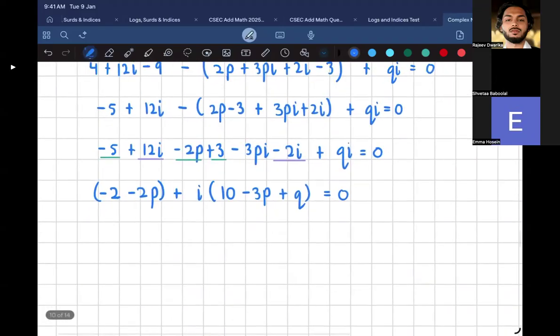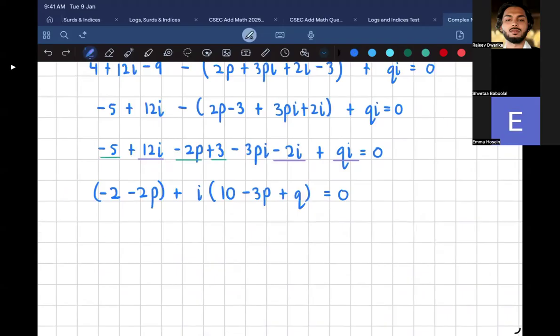I do this slightly different from you, right? You have 12i minus 2i is 10, then you have minus 3p plus q, with your i on the outside. Cool. Now, if you look at the right-hand side, we have 0, right?